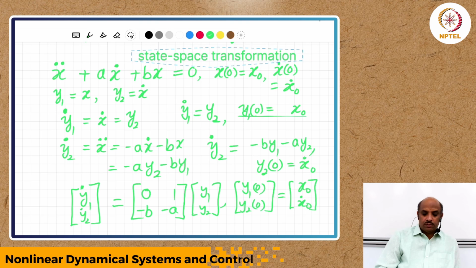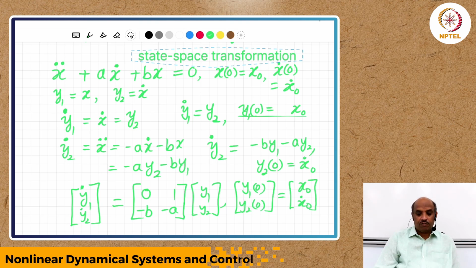Yeah, so this works every time. Even if it is nonlinear second order differential equations, we can do the same. If it is a third order differential equation, we have to pick 3 variables. Suppose we had two coupled equations. One is second order differential equation and the other one is third order differential equation. Then we have to pick 5 variables corresponding to both of them put together.